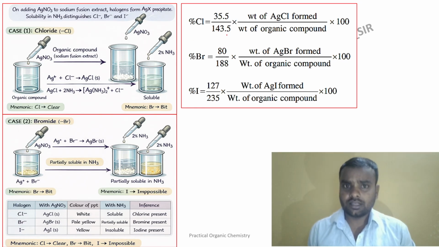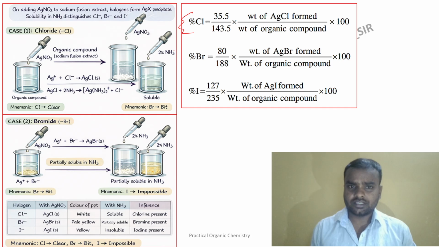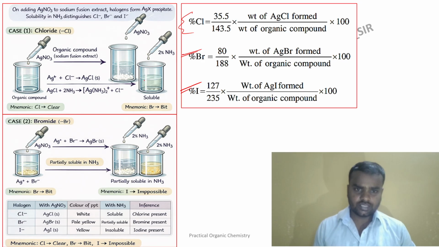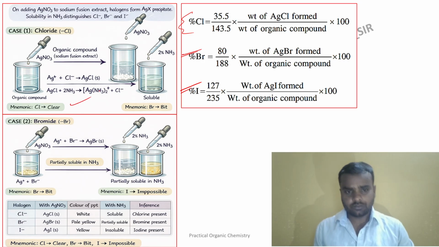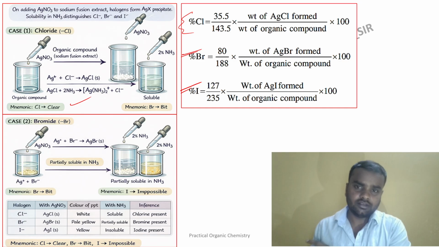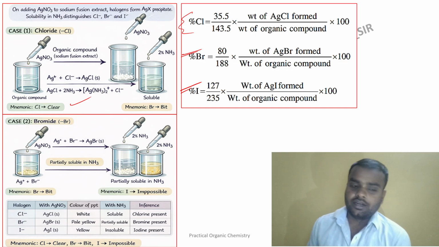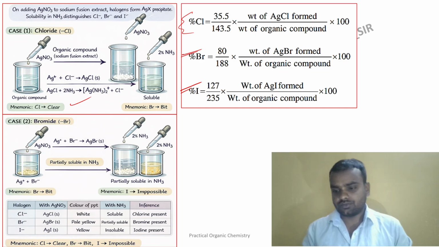Right. So here all the formulas are given, for chlorine percentage, bromine percentage, and iodine percentage. Clear diagrams were also provided. Just look at it, it will be useful for your understanding, for a theoretical question also.